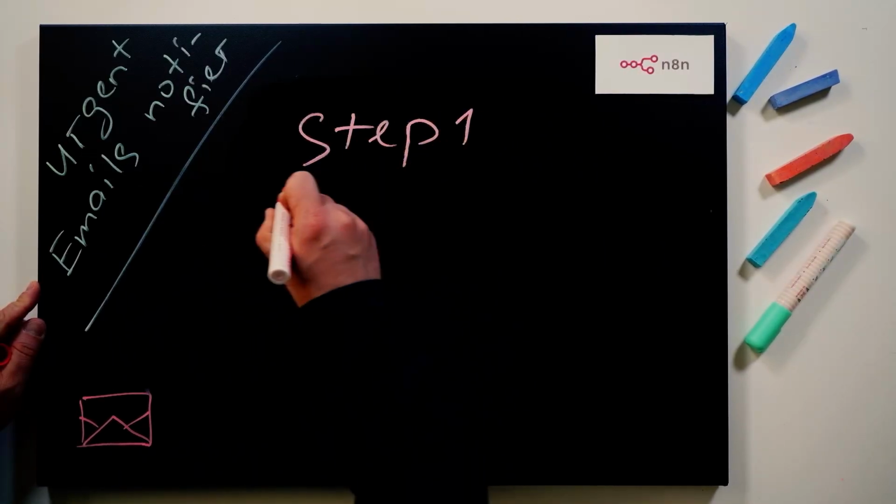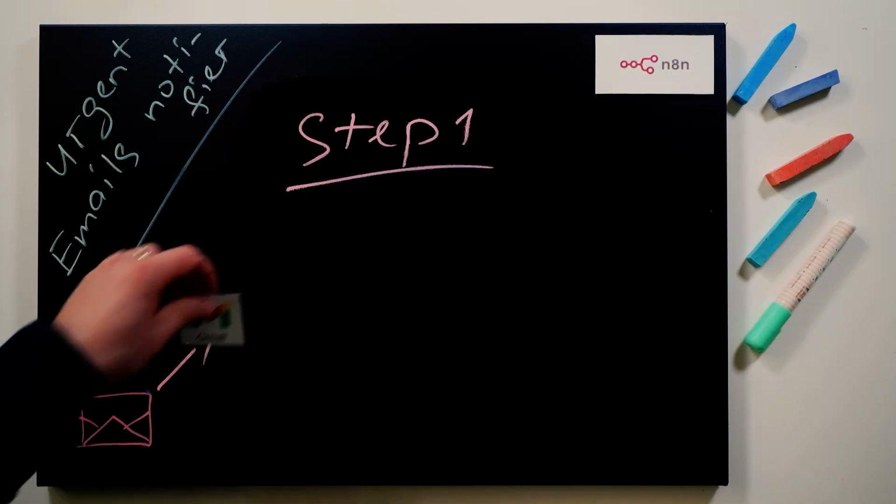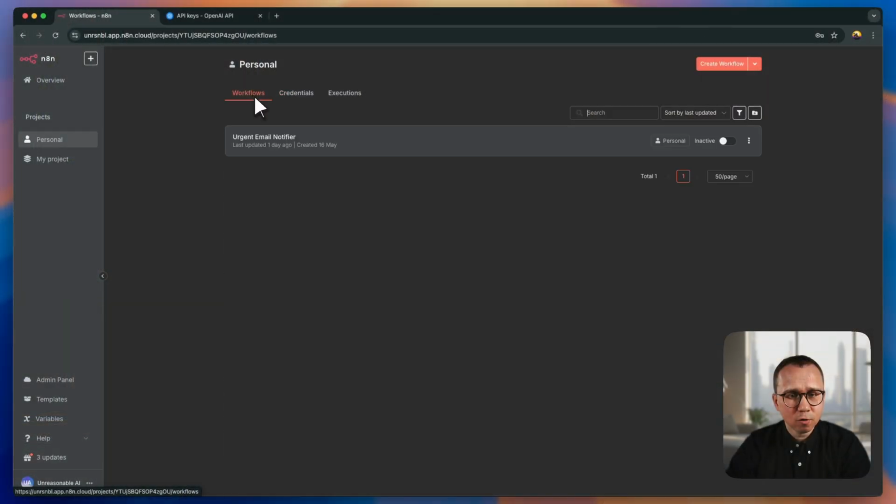This part is simple, but it's really important. It shows how n8n connects to the real world by listening to events in other applications. We'll see how n8n detects when a new email arrives in your Gmail inbox and brings that data into the workflow.